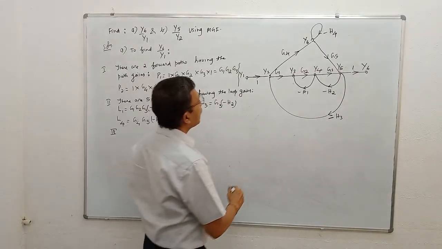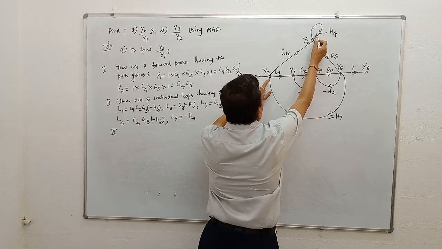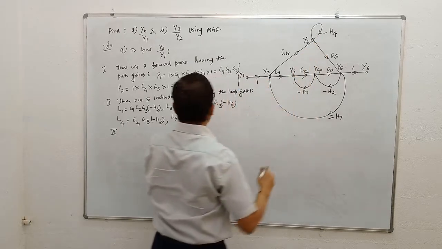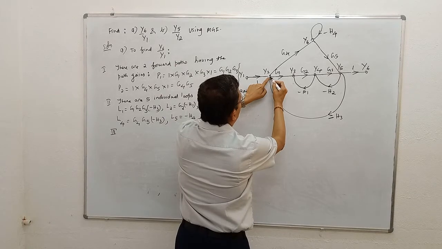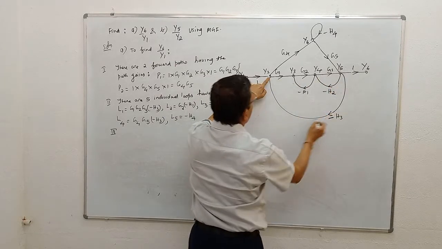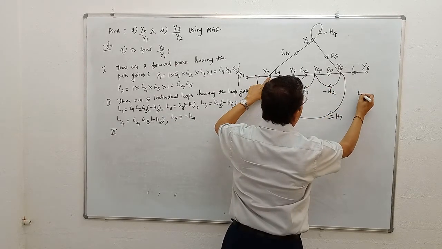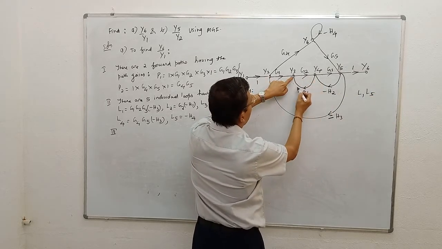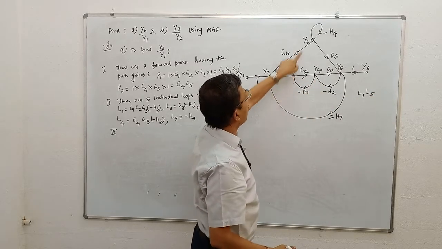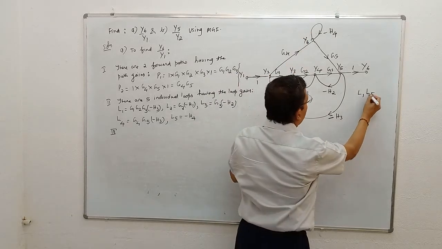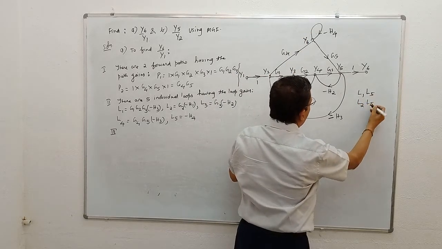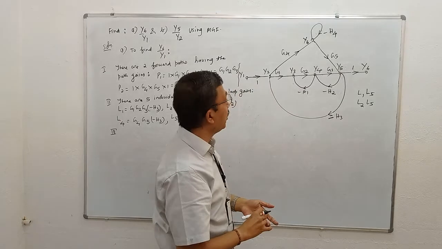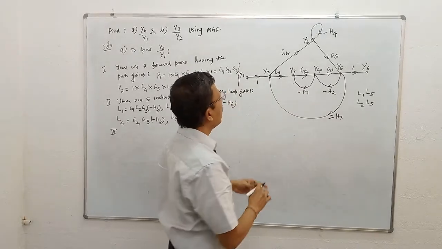Please watch here. This loop is L5. L5 and L1 is this loop. They do not touch each other. So what is that combination? L1, L5. Similarly, G2 minus H1, which is L2, does not touch L5. So the combination is L2, L5. Loops that don't touch each other, multiplied with their loop gains, is called a combination.